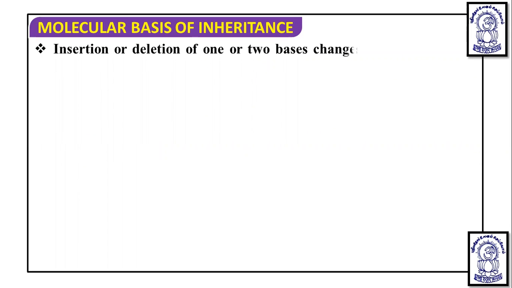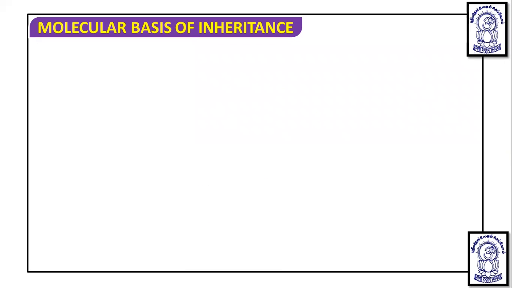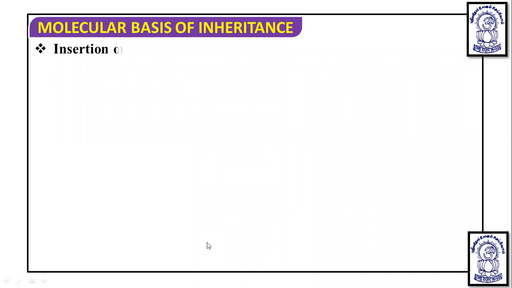Insertion or deletion of one or two bases changes the reading frame from the point of insertion or deletion. From where is the reading frame going to change? From the insertion or deletion point. Suppose this is the sequence CTGAGT. If we add a T, this is an insertion. If CTGAGT becomes CTGGT, we are deleting the A, which means a deletion is occurring. Like this, insertion or deletion can occur.